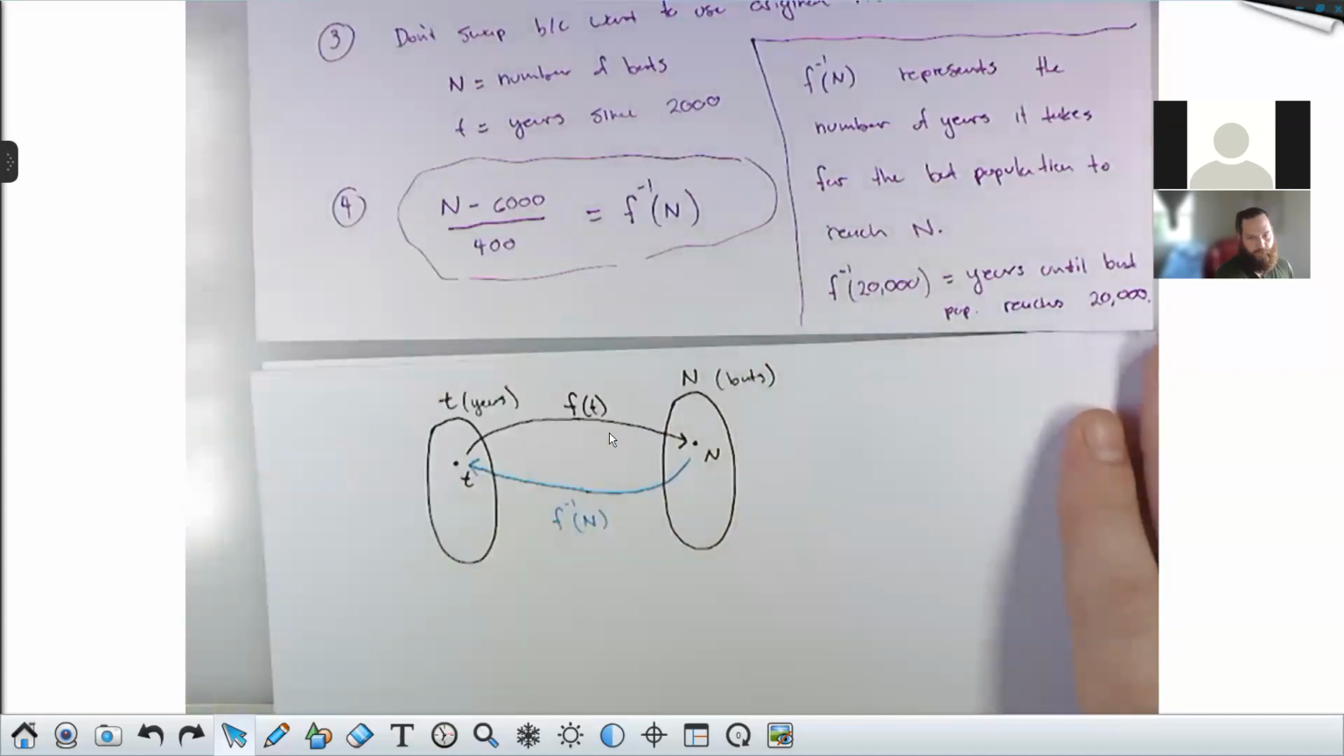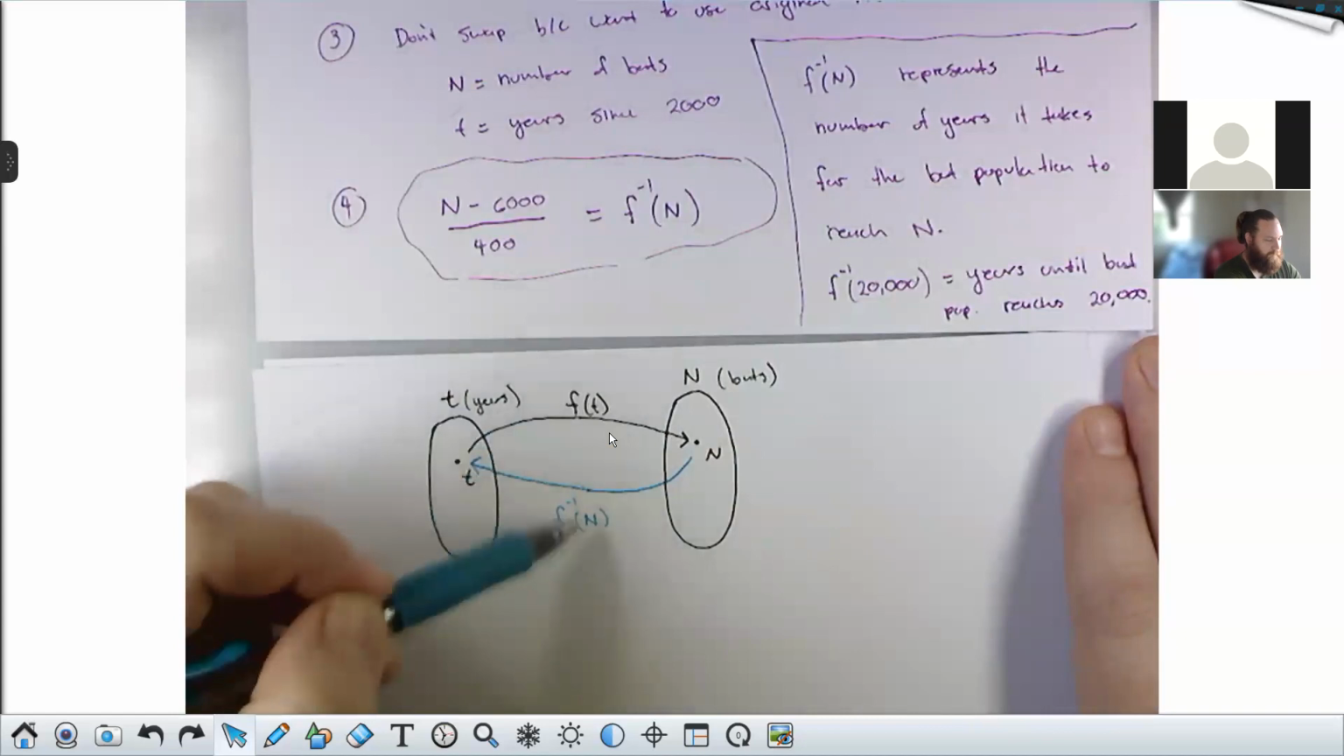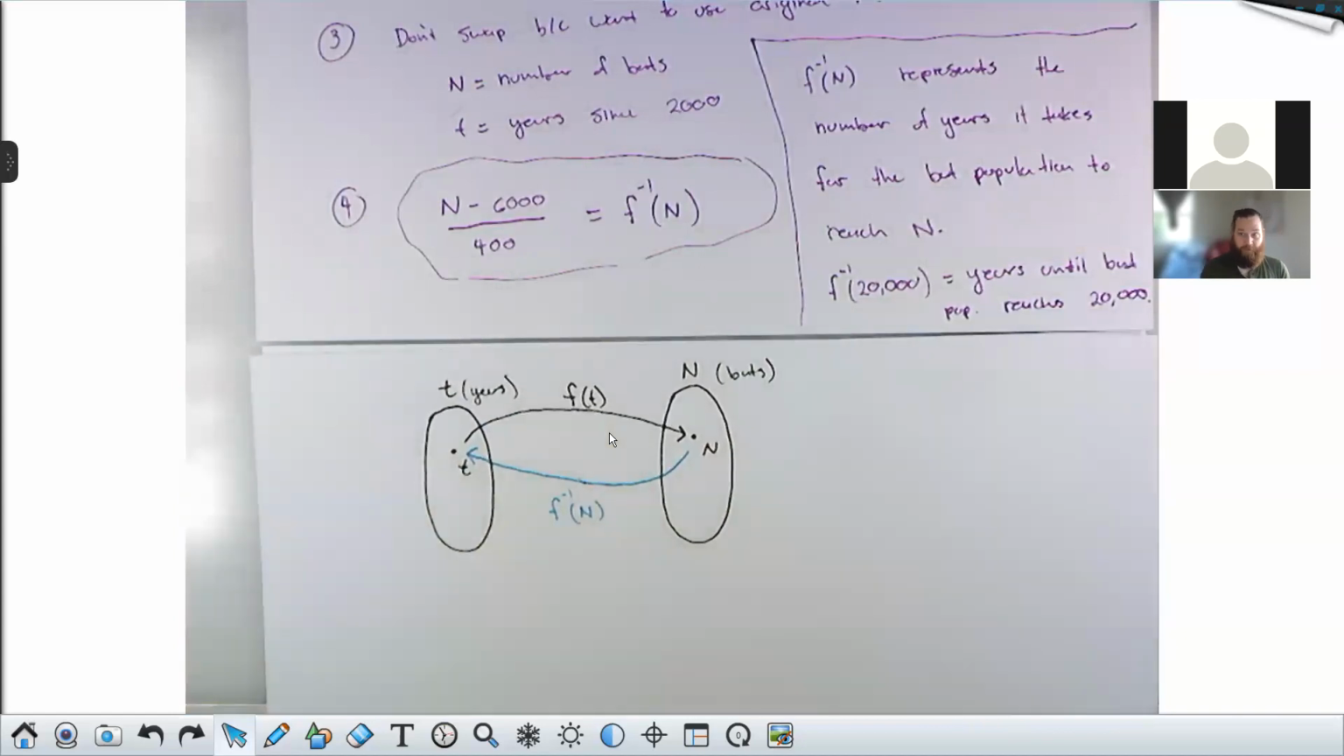So you notice when I was drawing these mapping diagrams before, I just wrote f and f inverse, I wasn't writing the of t or the of N here. And there's a good reason for that because it can be a little bit confusing. But if you leave the variables alone, if you don't swap the variables, then it actually makes great sense. This function, the inverse function, his domain is over here. So his inputs are capital N's. And he sends each capital N, each number of bats, back home to the time T it took for the population to reach that size.